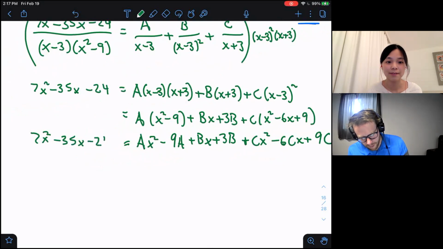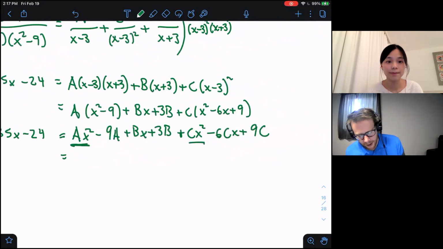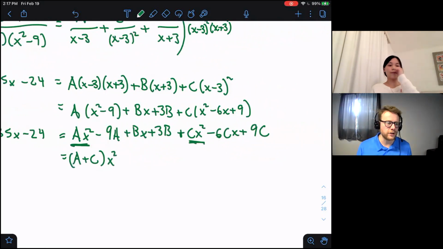And so for our final step, before we see truly what our system of equations is, we're going to gather together all of the similar pieces on the right-hand side. So everything with an x squared, I see an a and a c. So a plus c together make up our x squared coefficient.